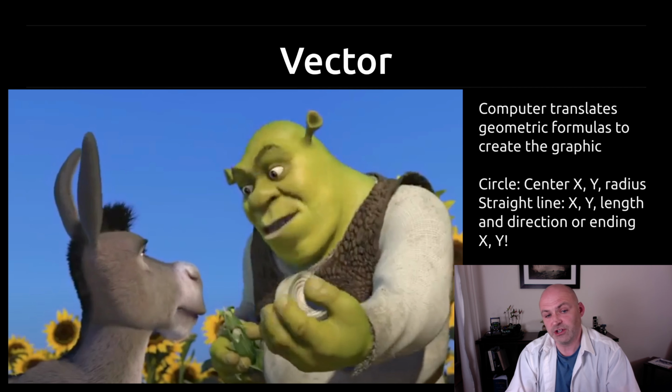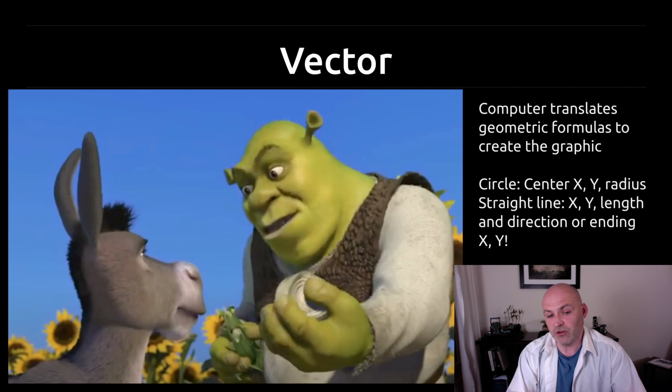So if you imagine a circle, for example, we all know that a circle has a center point that we can identify in two-dimensional space with x and y coordinates, and it has a radius, right? And if we know those two things, we can draw a circle. If we have a straight line, we just need to know its start point and its end point in space, (x1, y1) to (x2, y2). And we can draw a line. We could also do the same thing with a start point and a length and a direction, right? So there's all kinds of ways that we can apply mathematics to draw pictures.